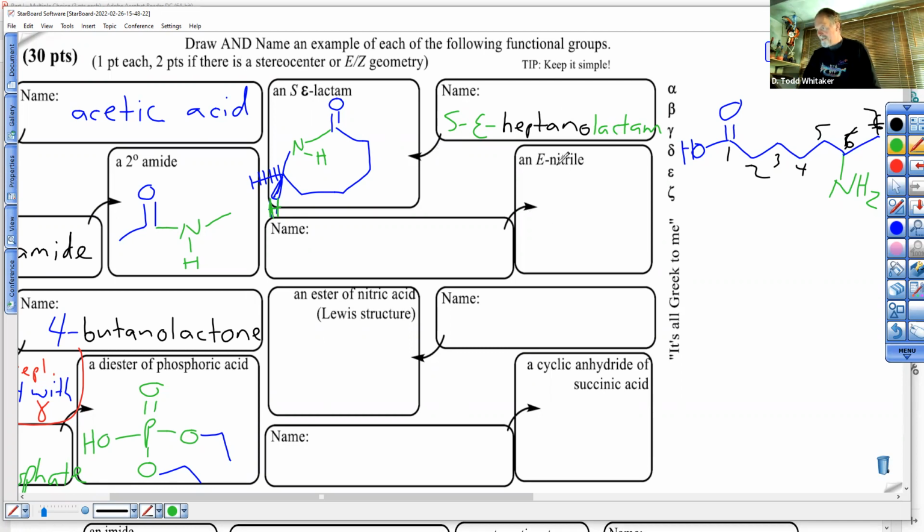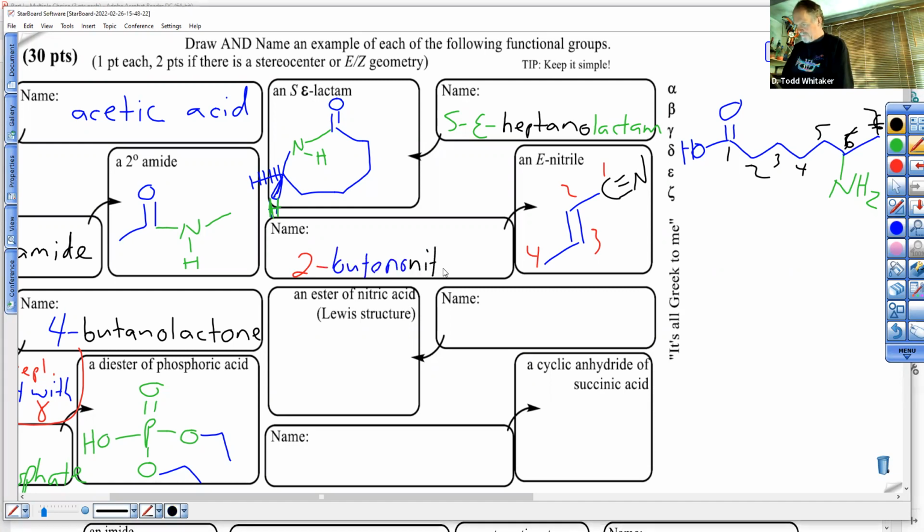And 2 points for this one because it's an E nitrile. Well, the E has nothing to do with a nitrile. That's for the alkene. That's all we use E for. We draw a simple E alkene and then put a nitrile on the end. 1, 2, 3, 4. So it's 2-butenenitrile. And tell me it's E. Right there.